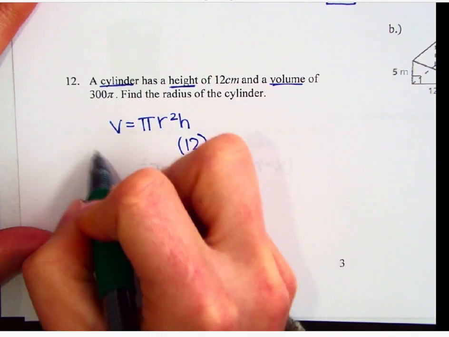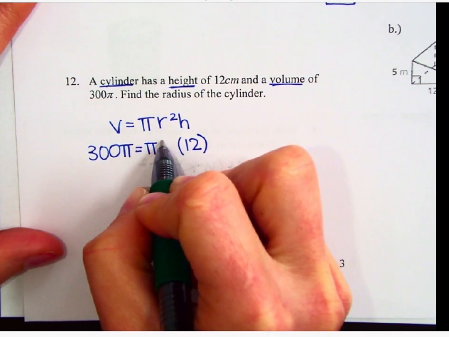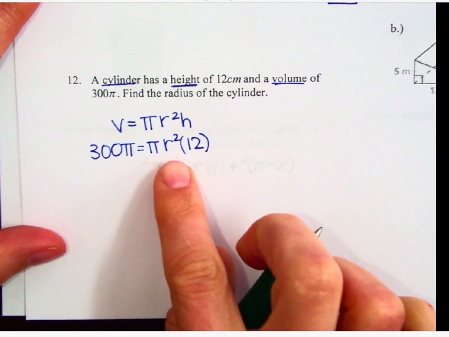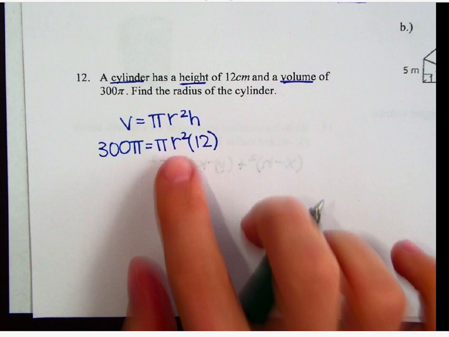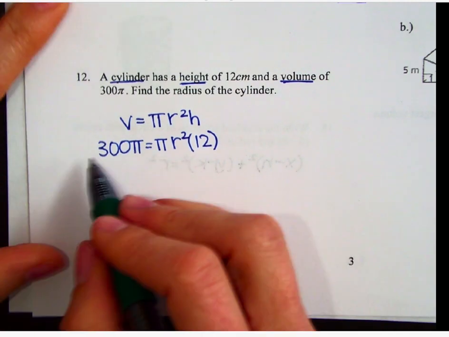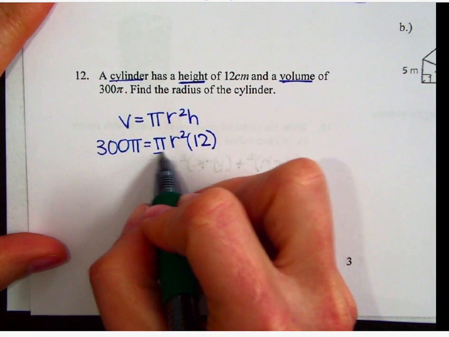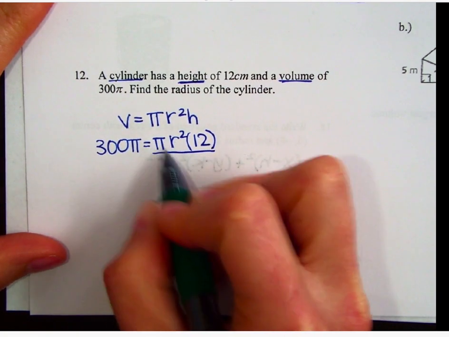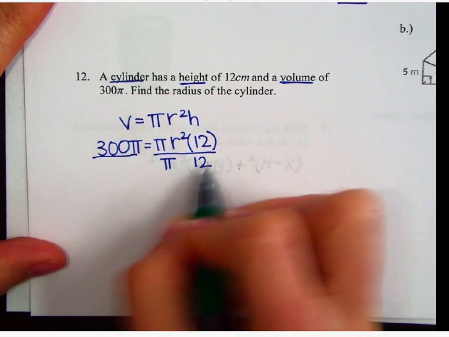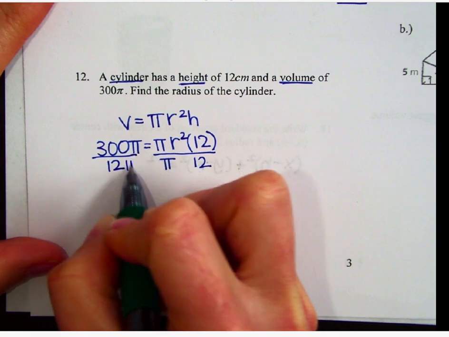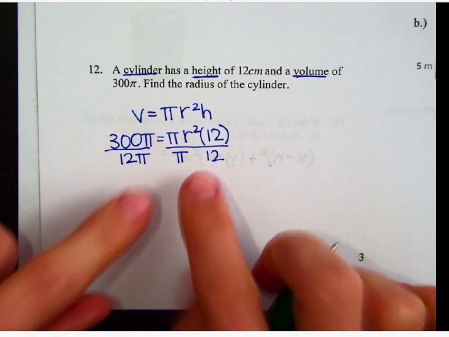The volume is 300 pi. And they are asking us to find the radius. So leave r there. Don't plug anything in for r for radius because we are going to be solving for that. So with this equation, if we want to isolate r, we're going to need to divide away the pi that's multiplying, and we also need to divide the 12. So I'm going to rewrite that as 12 pi. So ultimately, we're dividing 12 pi to both sides of the equation.